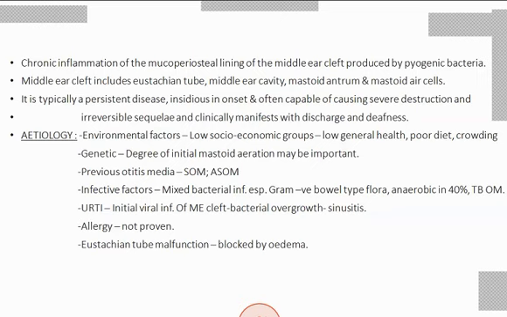Usually the tube may become blocked due to edema, and that will cause secondary effects because of decreased aeration in the middle ear, resulting in proliferation of gram-negative bacteria, anaerobic bacteria especially, and leading to CSOM. These are all various factors which are responsible for causation or prolongation of the infection.